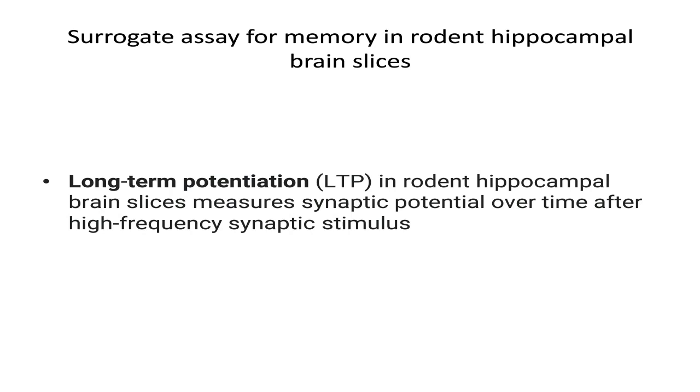One of the assays, I don't have time to tell you about all the assays, but one of the assays is a surrogate assay for memory in rodent hippocampal brain slices. And it involves long-term potentiation of signal in the rodent hippocampi. So brain slices are made, then an electrical stimulus is applied, and then the transmission of that signal is monitored over time as a high-frequency synaptic signal.